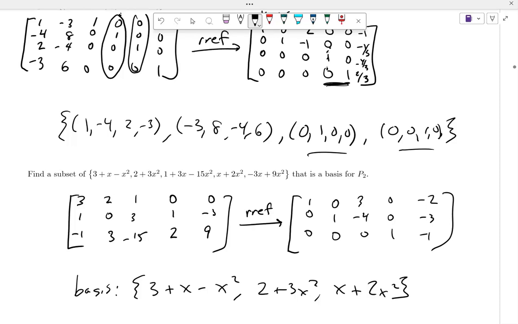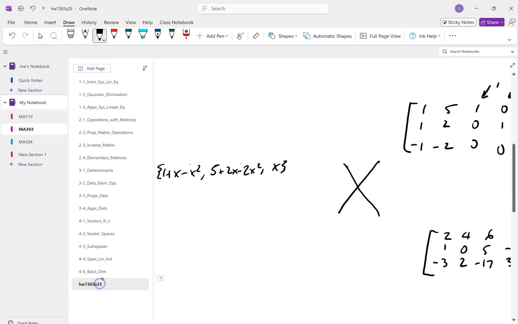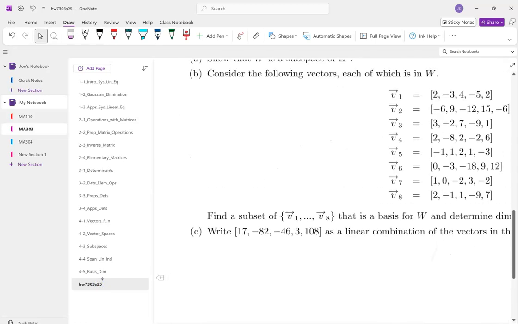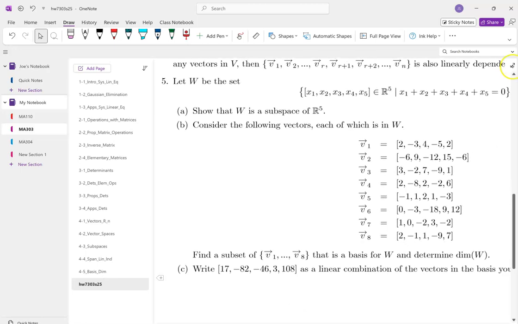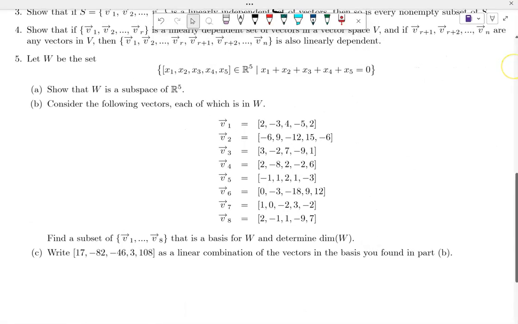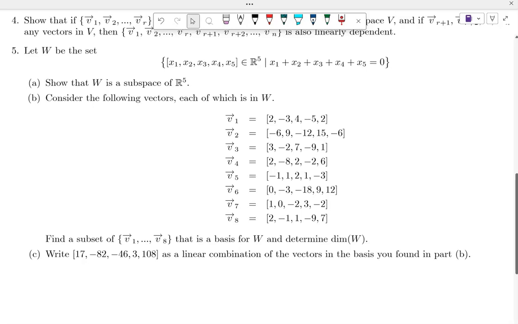Let's shift back over to that homework sheet again. I want to look at this number 5, because it also lets us review a little bit. How would I show that it's a subspace? I'm not going to go through the proof of the subspace, but how would you show that it's a subspace? What do you need to check?